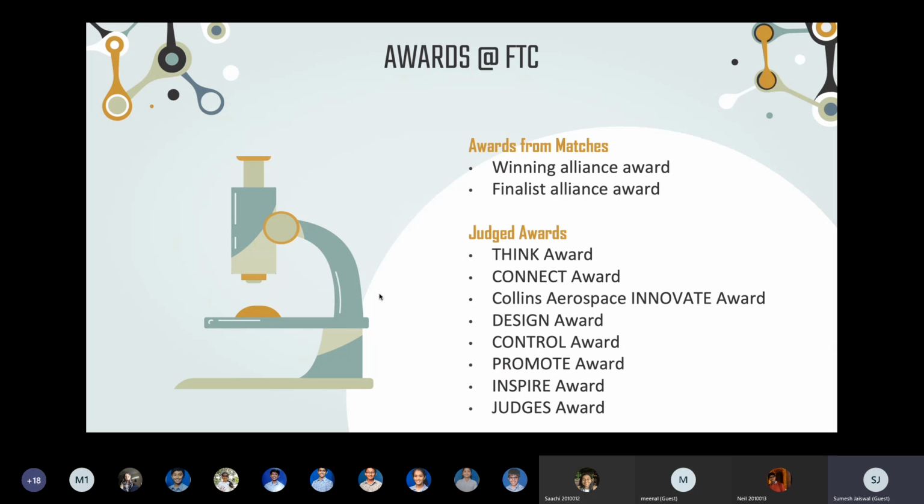So what we'll do today is look at each of them, and try to understand the criteria behind each award. Each award has different criteria, and it's extremely important to understand how they choose these awards so that each team can prepare for them really well.